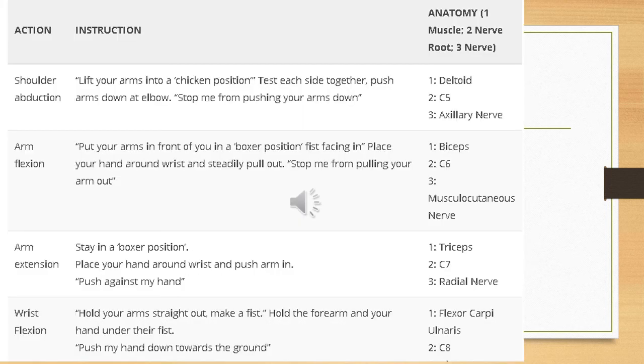Now, these are some examples of muscle groups and joint movements that are important when you assess the upper and the lower limbs. So this is an important table. For example, let's take the arm flexion or the elbow flexion: how you do that, which muscle innervates that, and what's the name of the peripheral nerve. This is a very important table.